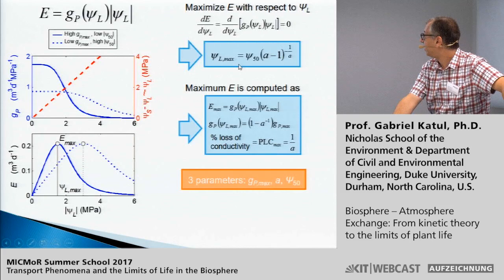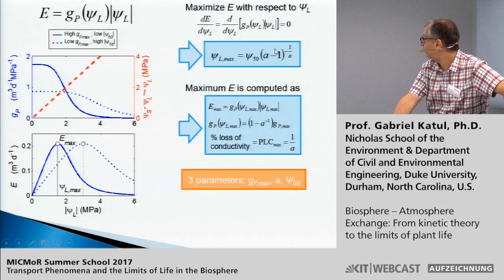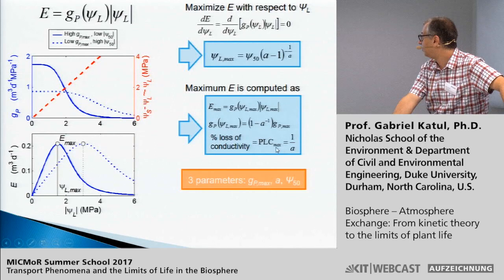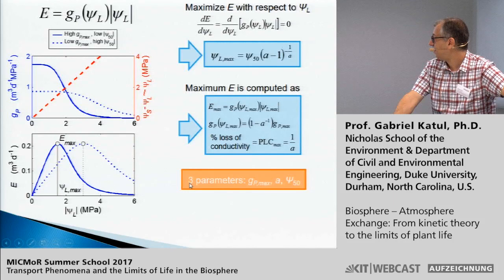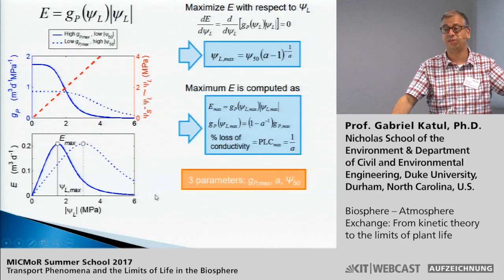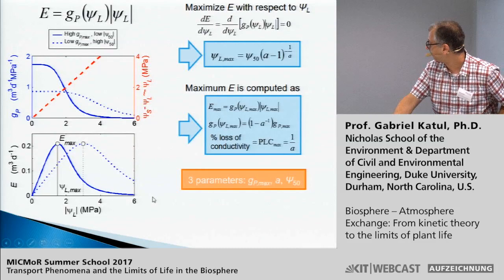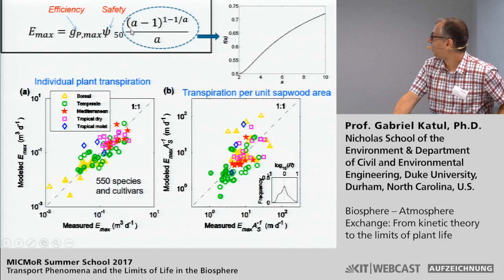That turns out to be dependent on psi 50 and the curvature parameter. And what would be the maximum E associated with this leaf pressure can now be computed. And you could also calculate GP at this pressure. And it turns out to be basically given by GP max and this curvature parameter. And so the percent loss of conductivity is 1 over A. So now we have three parameters that would allow us to diagnose how maximum transpiration rate occurs in plants. And that is giving us at least an anchor on how much water can be delivered to the leaves by the xylem system. So the solution is E max is GP max times psi 50 times (A minus 1) to the (1 minus A) over A, based on this model.